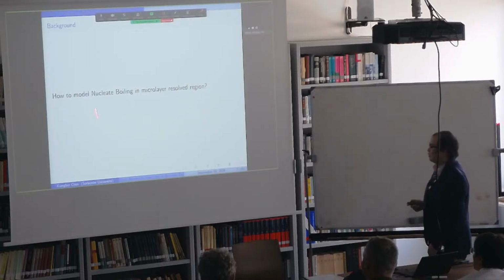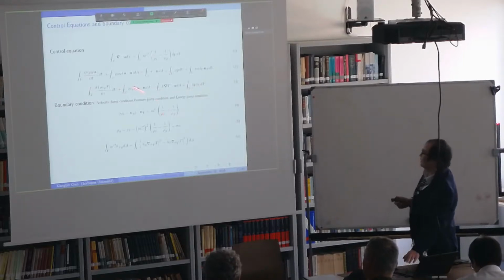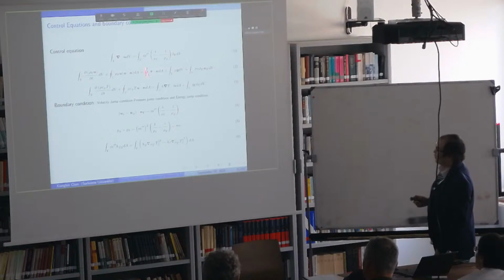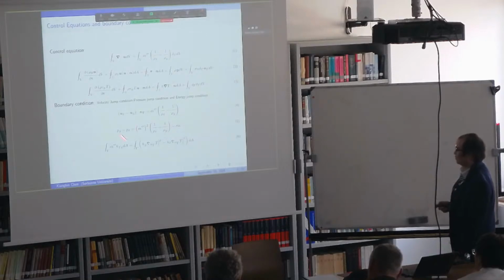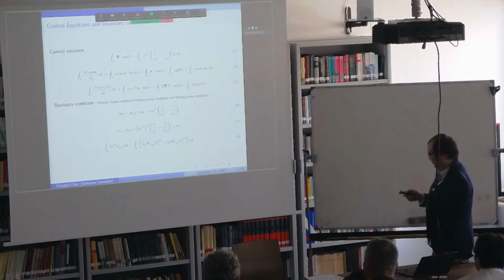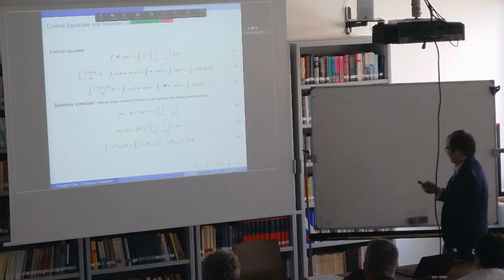First, how to model nucleate boiling in the micro layer resolved region. These are the governing equations, and the difference lies in the presence of the source term due to phase change. Here you can see a source term, and then the jump conditions, which are the velocity jump condition and the pressure jump condition, and also the energy balance equation. We want to solve these equations and then analyze the boiling phenomenon.